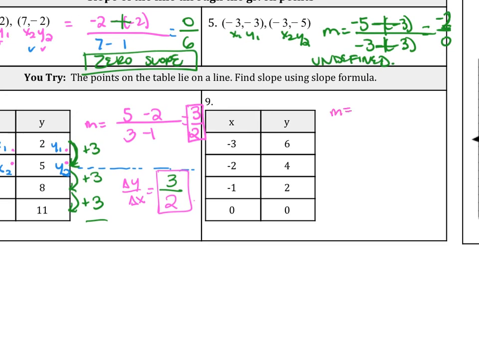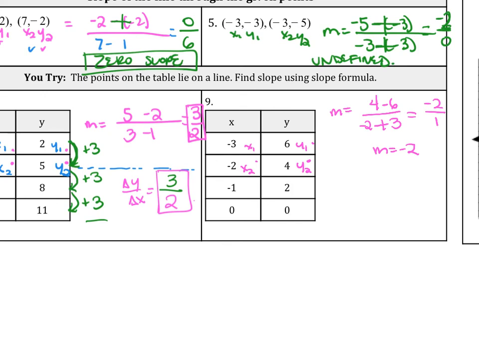So if you tried it, we could do the slope formula. I picked 4 minus 6, so this y minus this y, over negative 2 minus a negative 3. So this becomes 4 minus 6 is a negative 2 over negative 2 plus 3 is a 1. So the slope is negative 2.